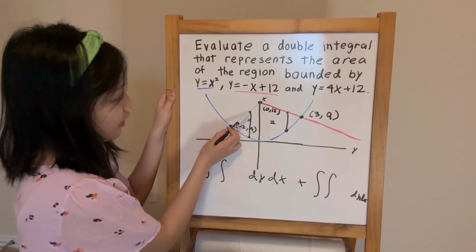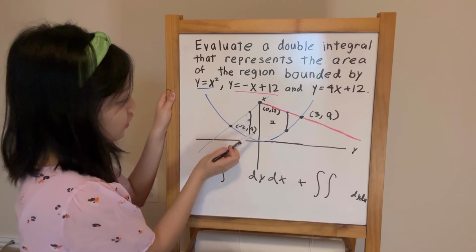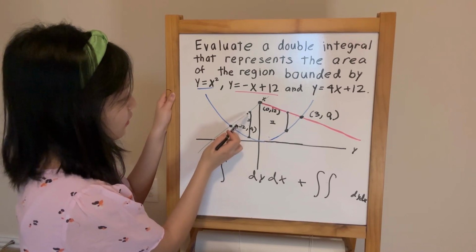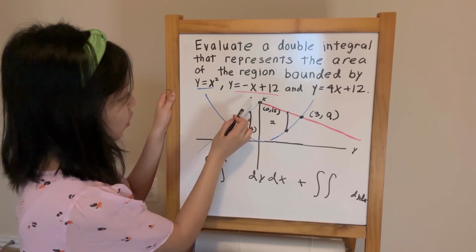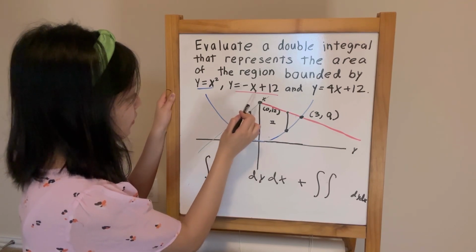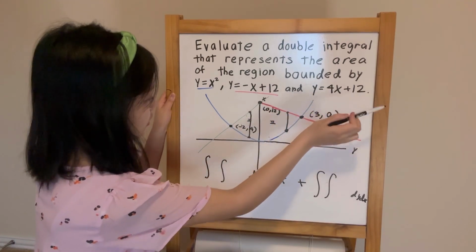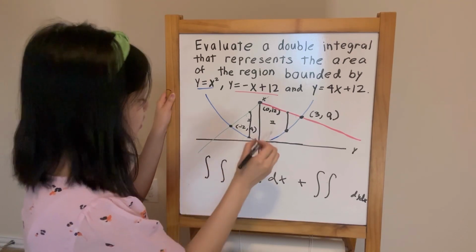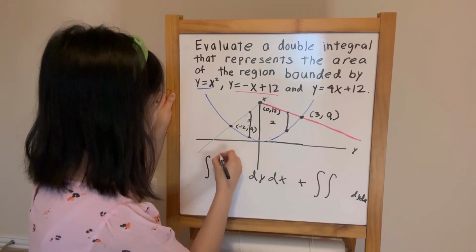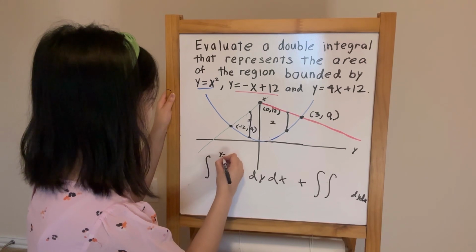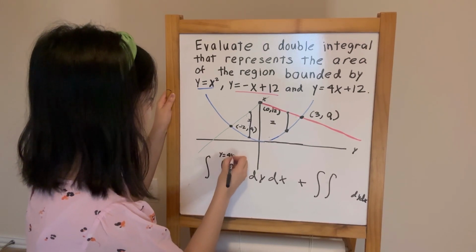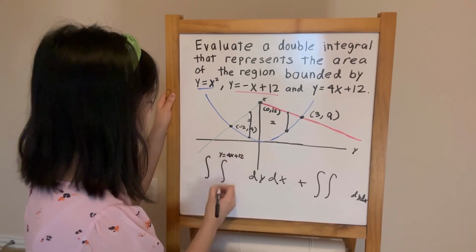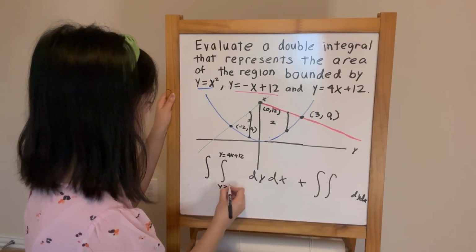So we're going from the above function to the bottom function. The above function is going to be y equals 4x plus 12, and the bottom region that's bounded is y equals x squared. So let's just write the above function, y equals 4x plus 12, and y equals x squared.